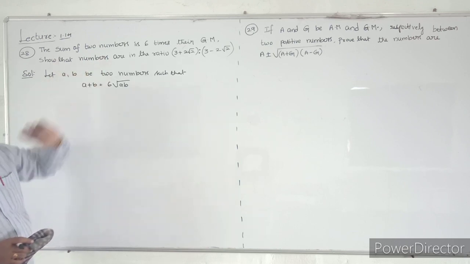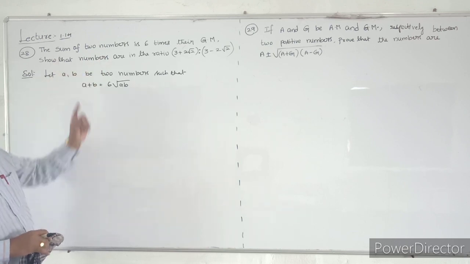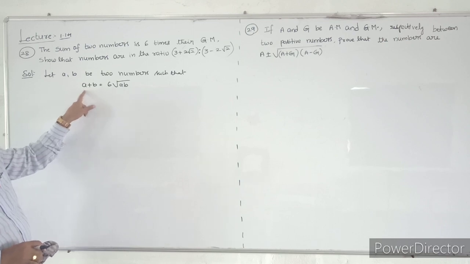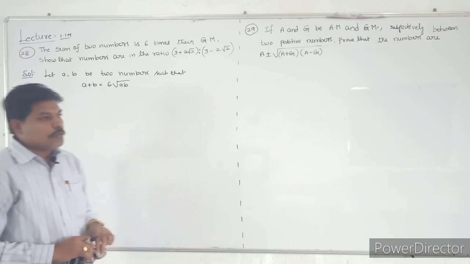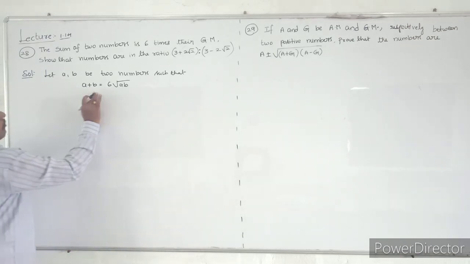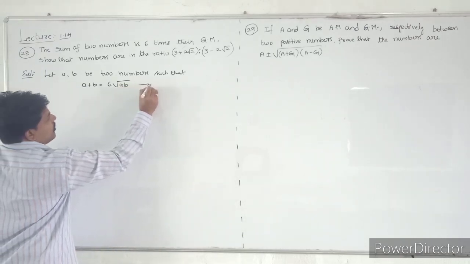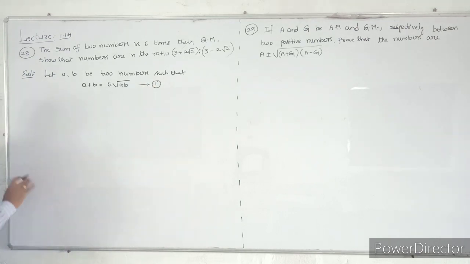What is the condition they have given in the question? Now we have to show the ratio of the two numbers, a by b, is equal to the given value. You have to show this condition. So how to prove this one? See that, a plus b is equal to 6 into root of ab. I will take this as equation number 1.